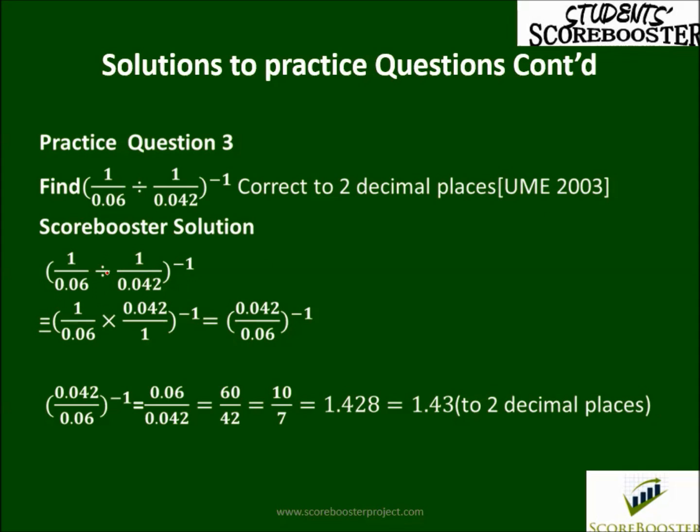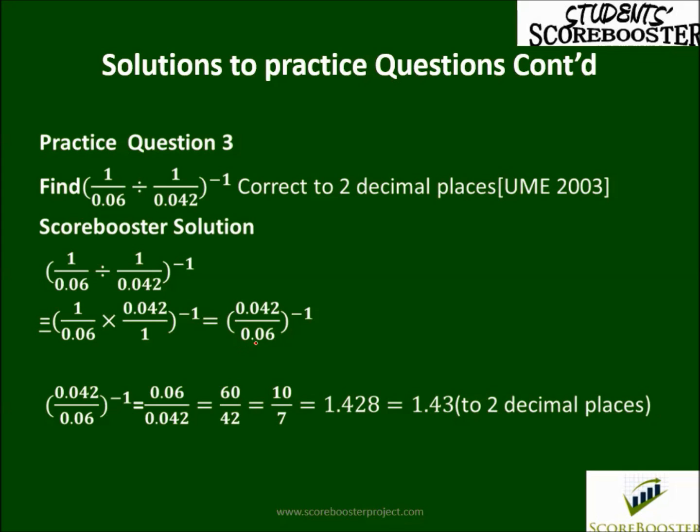According to BODMAS, if you remember, division comes first. So we simply change division to a multiplication sign, and when we do that, we have to take the inverse of this. So 1 over 0.042 becomes 0.042 over 1, simply replacing the numerator with the denominator and the denominator with the numerator. So once we've replaced division by times, we have this, and then all raised to power minus 1.